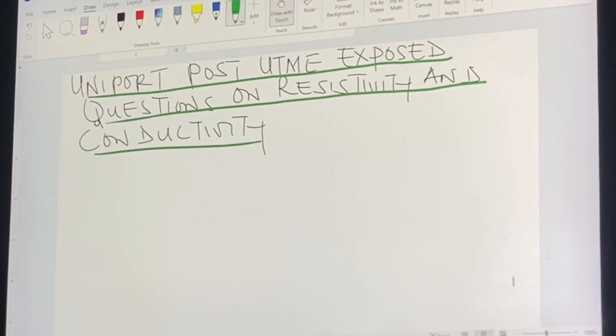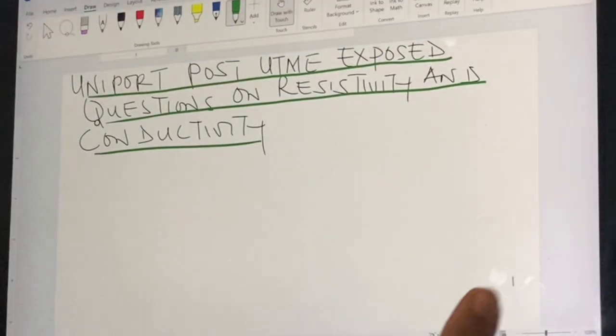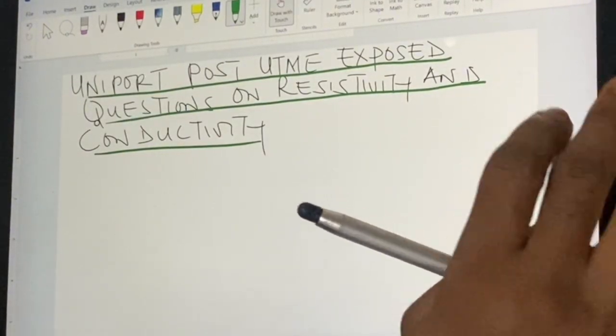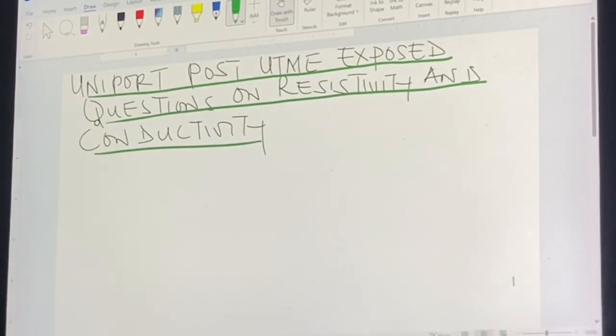Resistivity is a property of a material that opposes the flow of electric current. We can also define resistivity mathematically as the resistance per unit length per unit cross-sectional area of the material.